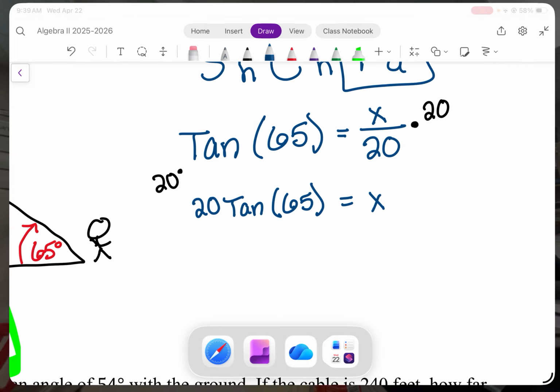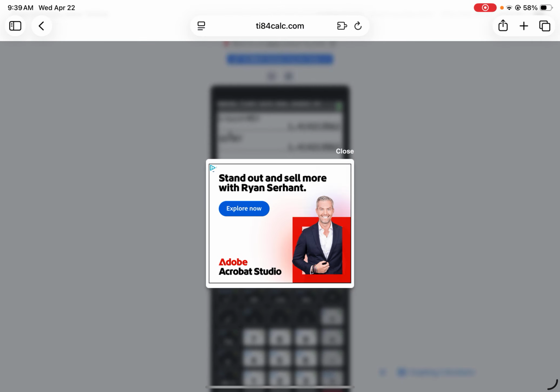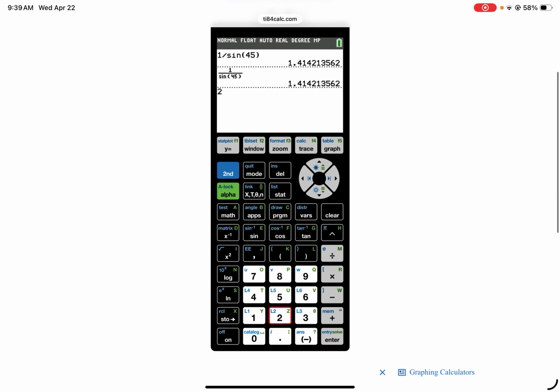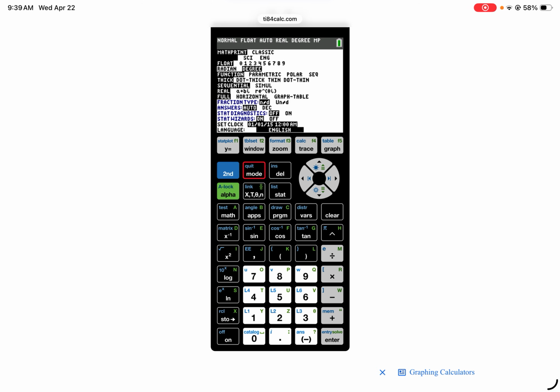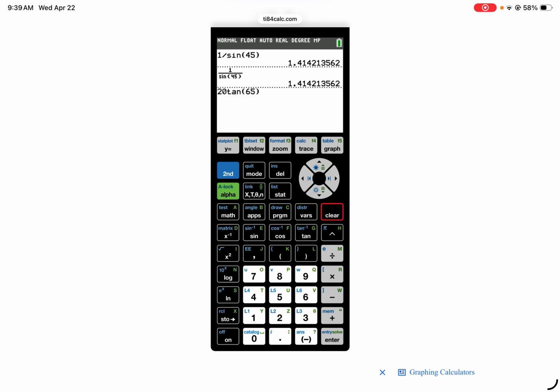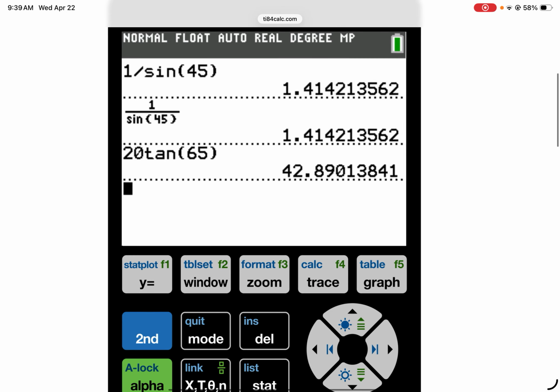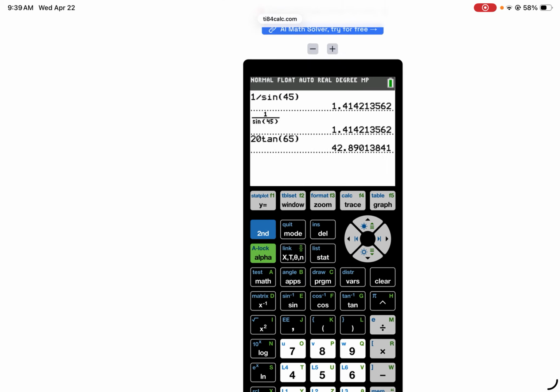So 20 tan of 65, and that would look like 20 tangent 65. And if you are getting a new calculator for this, or you haven't checked if it's in degrees, you want to make sure you hit mode and then select degrees there. So then once you type it in, that will be our answer. So if you didn't get 42.89 something, you're probably in the wrong mode, so you should try it again and type it into your calculator.